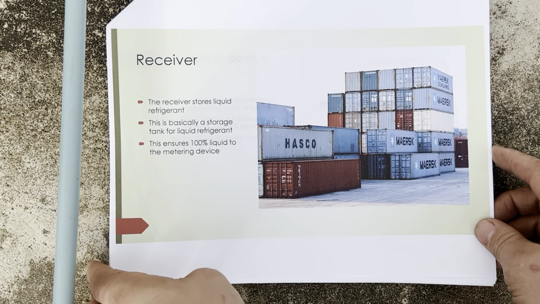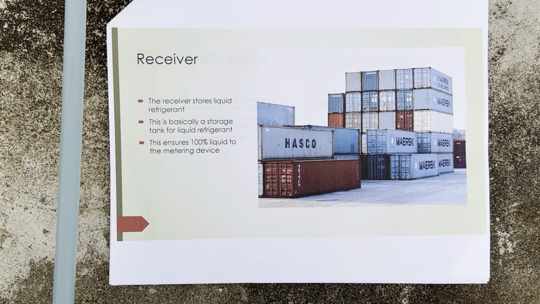In some units you'll have a receiver. A lot of units have these. The receiver stores liquid refrigerant. It's pretty much a storage tank for liquid refrigerant. And what this receiver does, especially in TXV or EEV devices, is ensure 100% liquid to that metering device, so it can get a proper pressure drop.